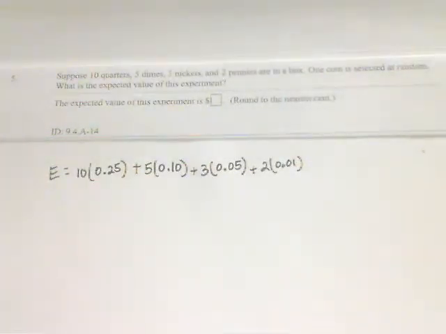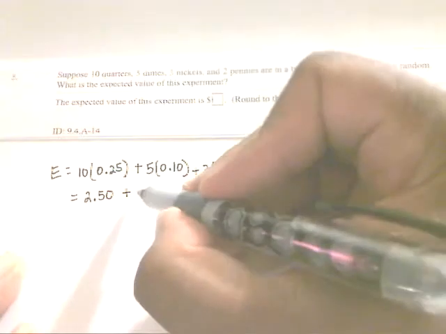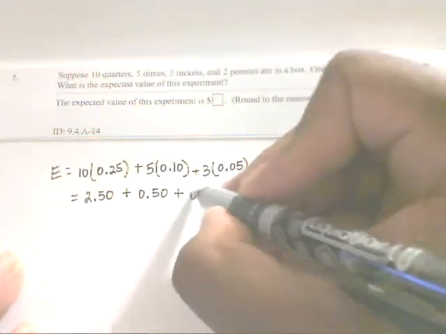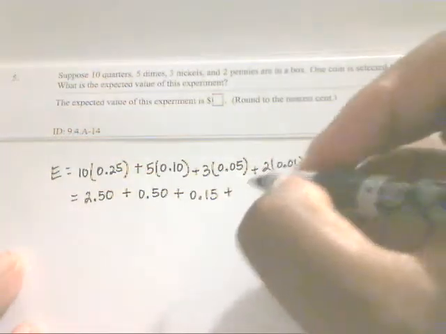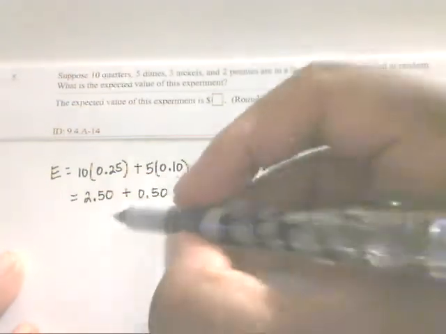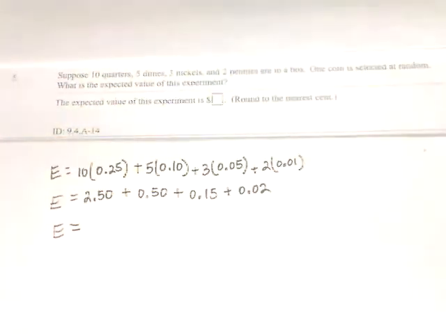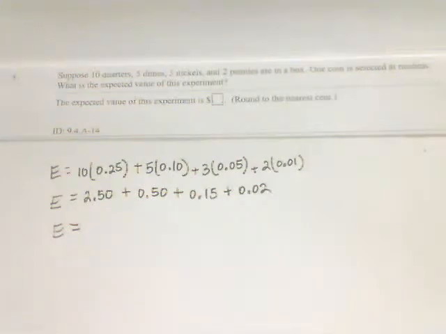Okay, so here we just simplify this. Now 10 times 0.25 will be 2.5, or $2.50. 5 times 0.10, or 10 cents, will be 50 cents. 3 times 5 cents will be 15 cents. And 2 times 1 cent will be 2 cents. Now if we were to add these together, using the calculator, $2.50 plus 50 cents plus 15 cents plus 2 cents, you'll get $3.17.